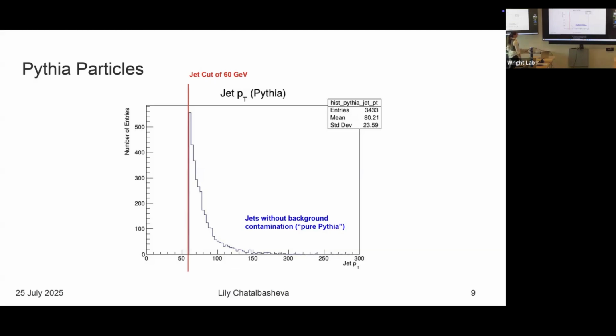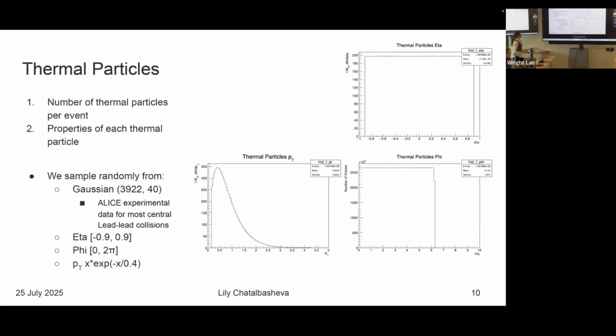So we begin with a bunch of Pythia particles that we create through our simulator, and from that we make jets. This is the momentum distribution of all jets that we currently have. As you can see, they fall very steeply, very quickly. So we implement a jet cut that allows us to only pick out the very high momentum jets, because otherwise in an experiment you get very low momentum jets and it's very difficult to study. For reference, these Pythia jets will be without background contamination, so-called pure Pythia jets that we'll later compare to jets with thermal background.